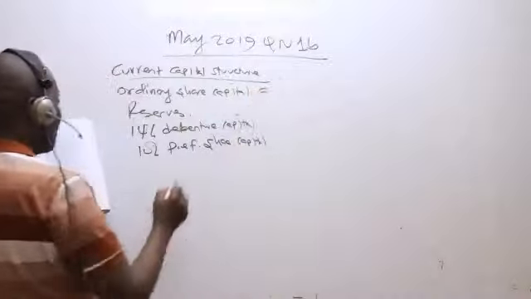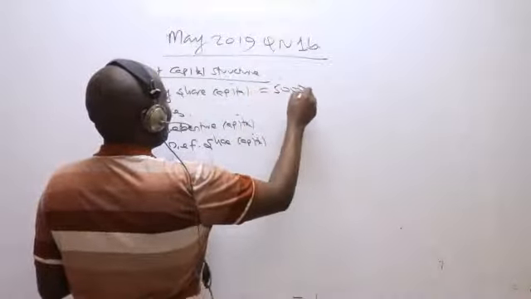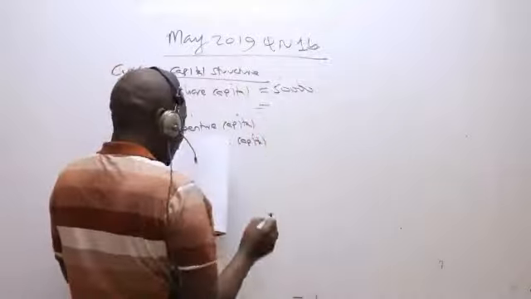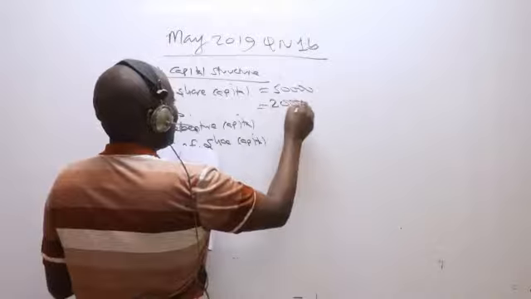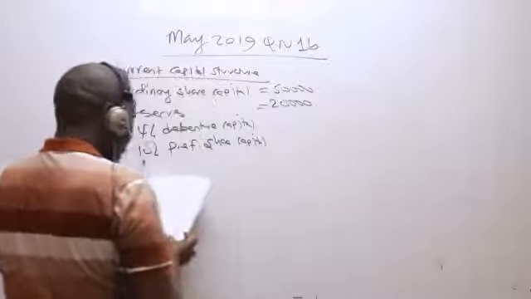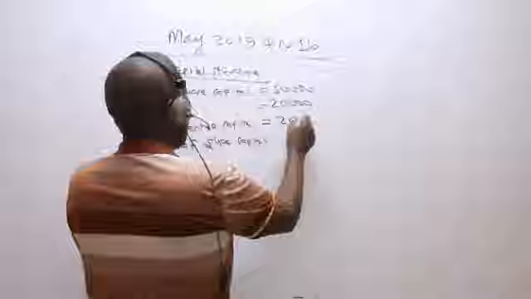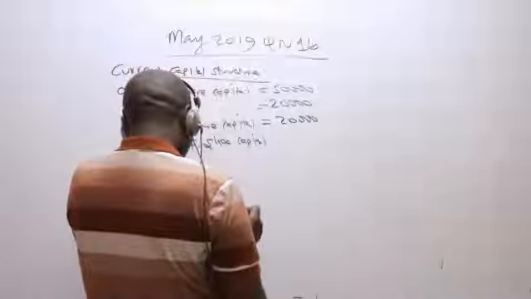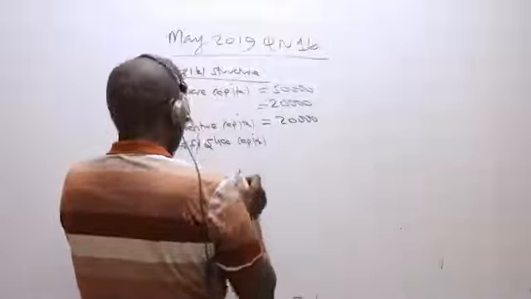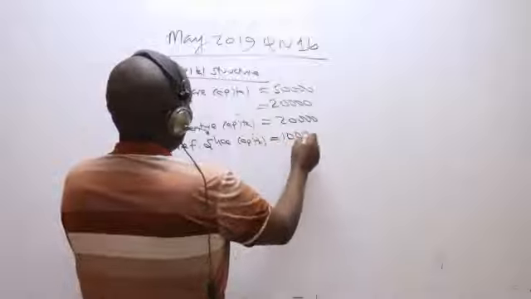The ordinary share capital is 50,000 in thousands. Reserves account for 20,000. We have 14% debenture capital accounting for 20,000. We have 10% preference share capital accounting for 10,000.